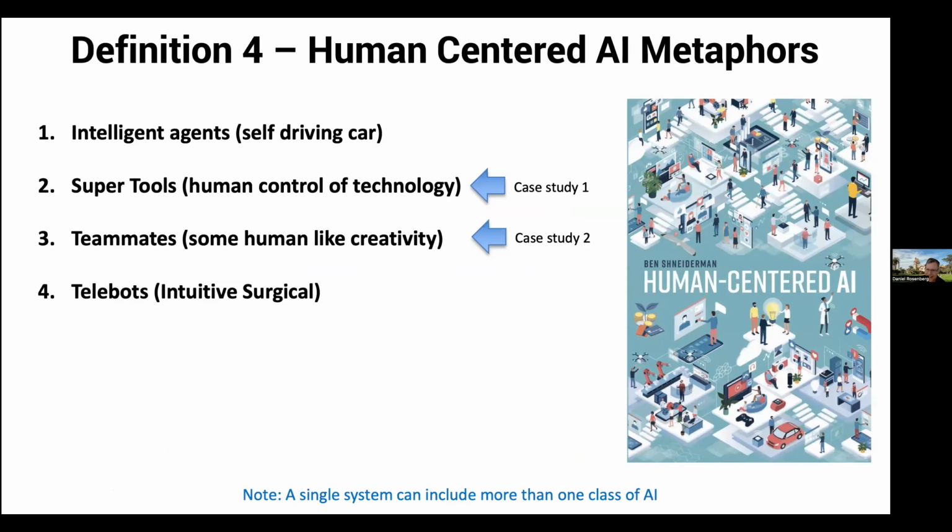And a fourth way to look at this, I draw from Ben Shneiderman's Human-Centered AI book, which I highly recommend everybody read. It really helped me clarify how I think about such a broad field. Ben basically says you can divide it into systems that behave in four ways: an intelligent agent, like a self-driving car; a super tool, where humans are in control of the technology, but the task is not doable by a human being alone. My first case study will be in the super tools category. And then his third category is where the AI acts as a teammate.